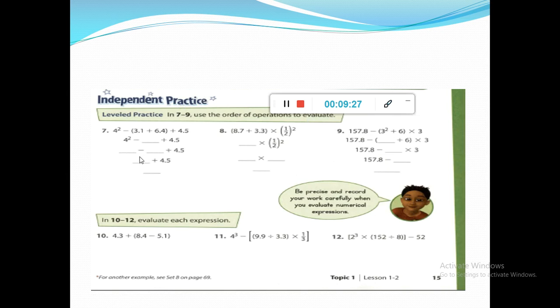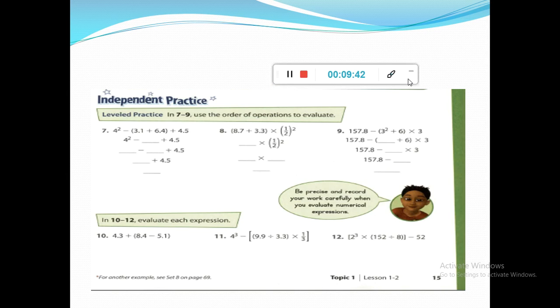Now each one of you try to do the questions. Each one try to do one question, 7 or 8 or 9. They ask: use the order of operations to evaluate each expression. So I hope you can try 1 or 2 examples. Stop the video, work on the examples that you want to do, and then continue the video to see your answers.